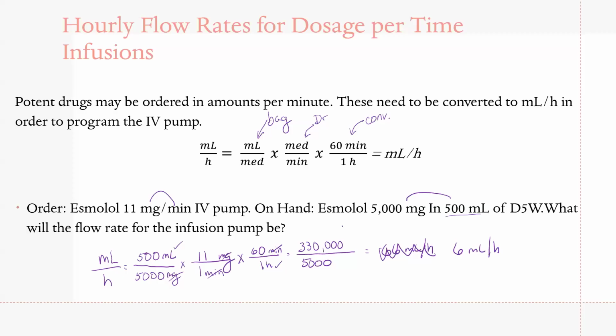1, 2, 3, 4 divided by 5,000. And I got 66 even. My apologies. Okay.